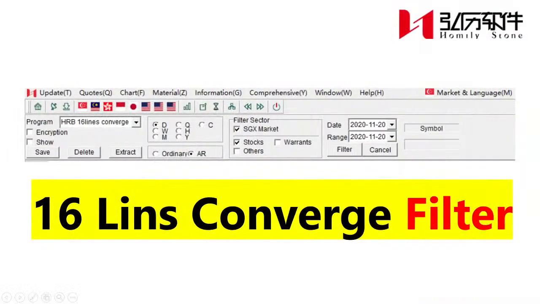Okay, so here is the filter. First step, we click the market and language. Click market and language, we choose the market.